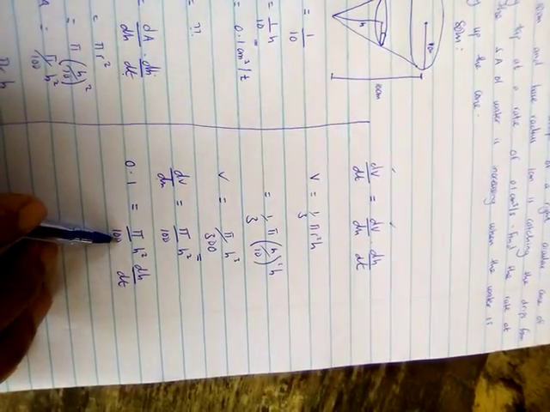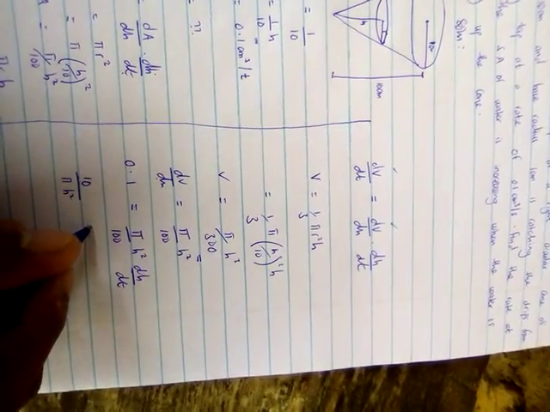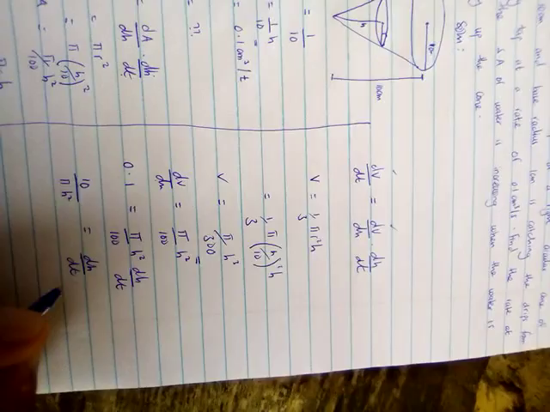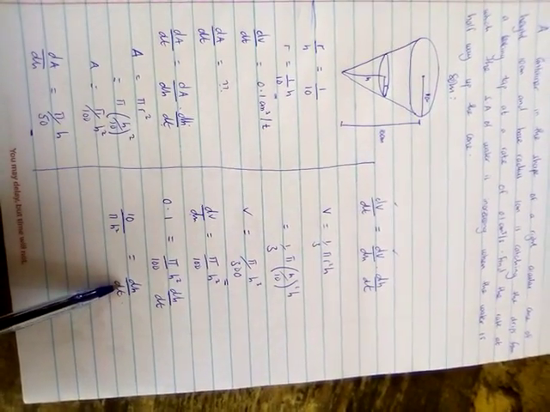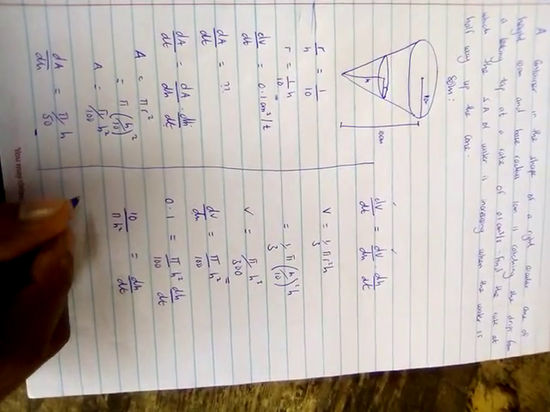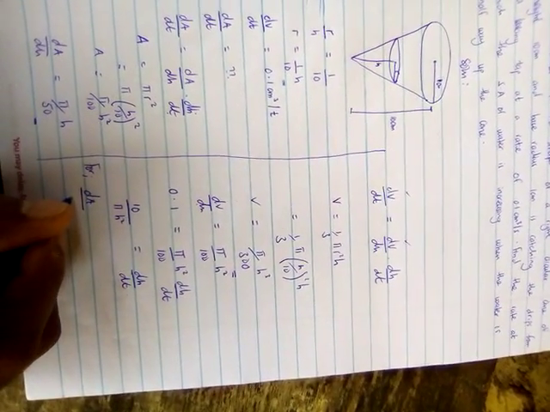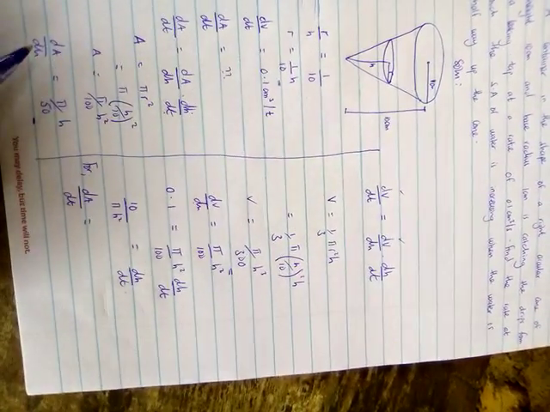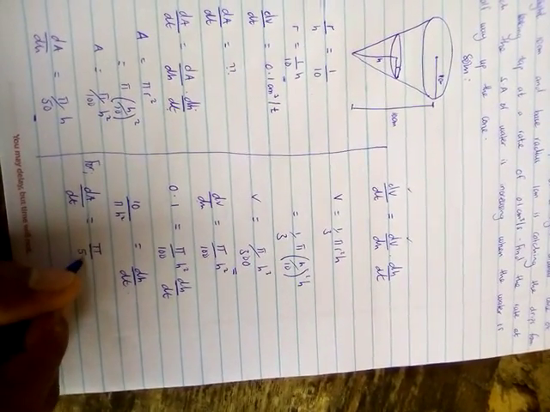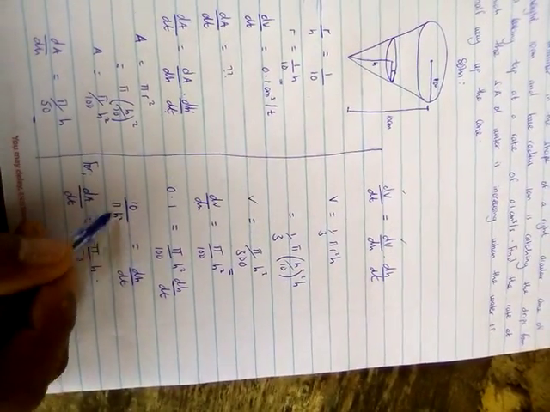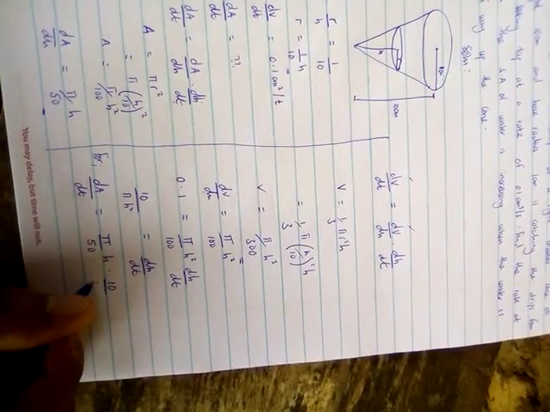I can multiply everything this side, and I see 10 out of pi h squared is equal to dH/dt. Now I've already gotten the dH/dt that I was needing here, so I can get dA/dt. So for dA/dt, which is equal to dA/dH, which is pi out of 50 h, multiplied by this, which is 10 out of pi.